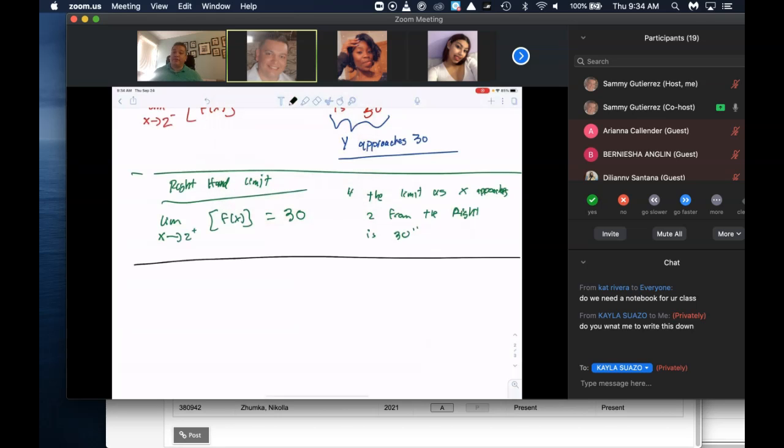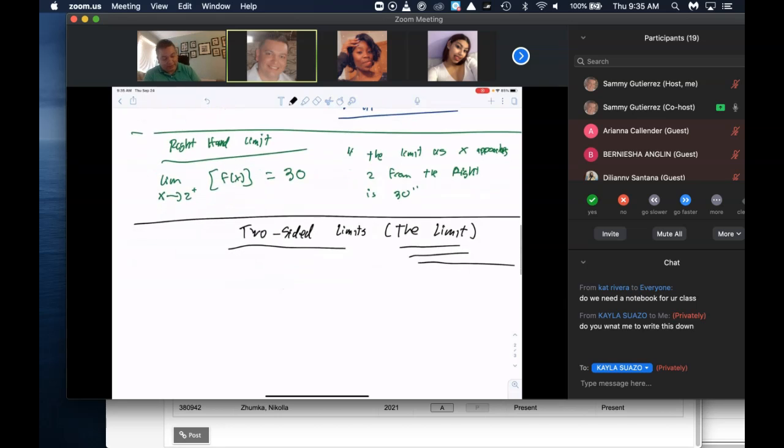And you'll see some examples in your homework where you're going to plug in the numbers yourself, and the computer, the site, will spit out the outputs for you. So you're like, oh, let me plug in this number. Let me plug in this number. Two-sided limits are also known as the limit. So whenever I say the limit, it means two-sided. It means talking about both sides.